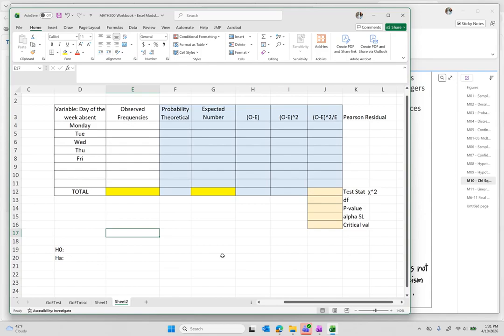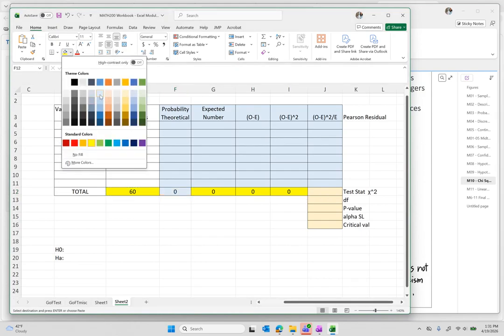So let's start with my Excel. The variable is the day of the week that employees are absent, and I have 5 possible days. The observed frequencies were 15, 12, 9, 9, and 15. And here I'm going to have a sum of every column, and it correctly adds to 60. So let me copy it over. And I don't want this to be yellow, so let me put them back to blue.